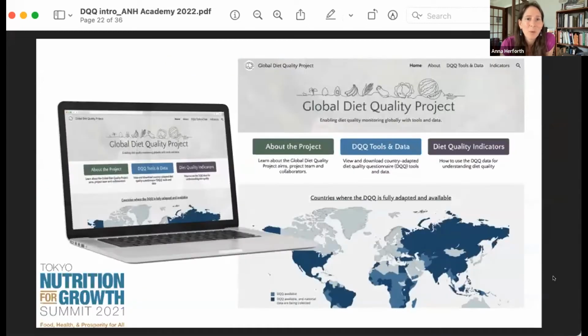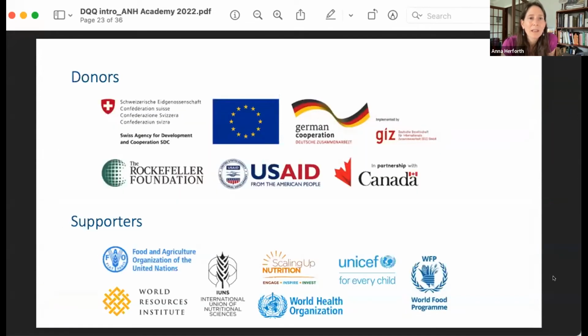You can see lots more about the tools and actually download them, which we'll demonstrate later, and more about the project at the project website, which is dietquality.org. And big thanks to all of the donors and supporters who helped make this possible.